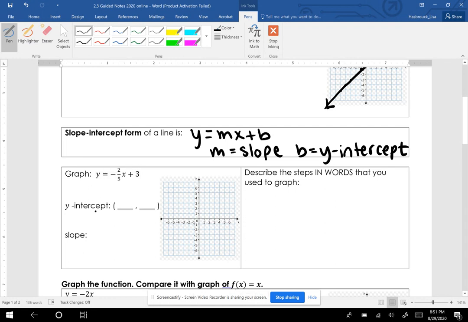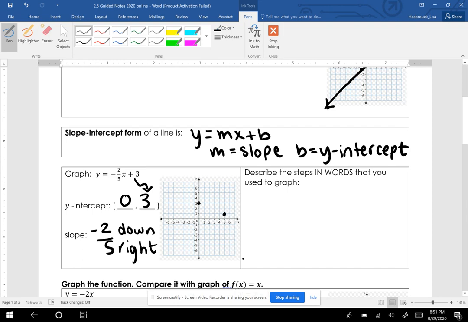So for this first one, the y-intercept is 0, 3. It's coming from that plus b. And our slope is negative 2 over 5. So I start by plotting 0, 3. And then negative 2 over 5, notice I only made one of the numbers negative. You don't make both negative. The negative number means instead of going up, which we would normally do, we're going to go down. The 5 is positive, so we're still going to go to the right. So coming from that y-intercept, I'm going to go down 2, right 5.